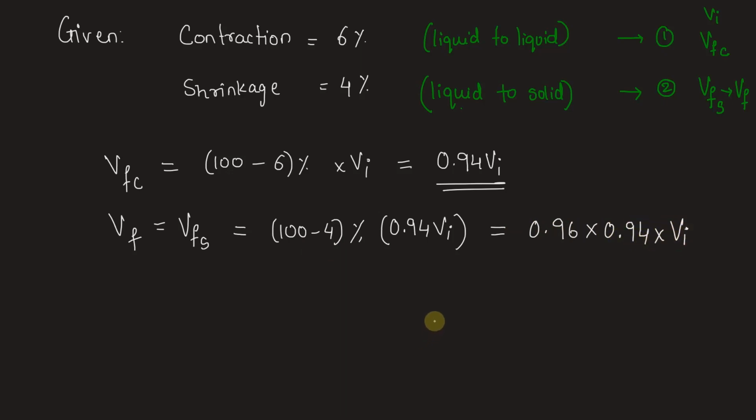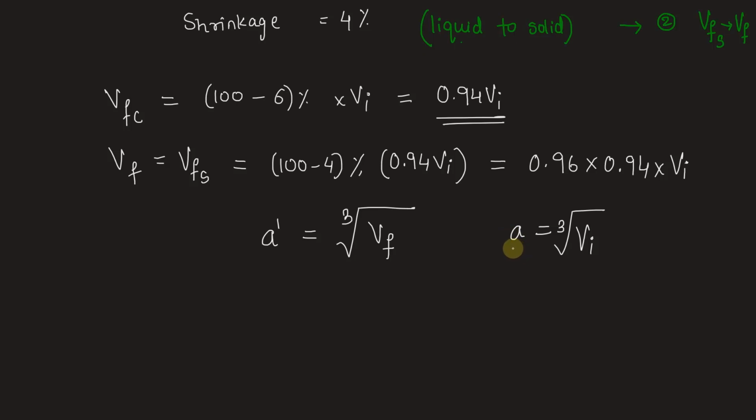Now we need to find the change in side, that is we need to find the new side of the cube. It's a cubical geometry, so the new side, let that be A dash, is equal to cube root of Vf. That's what will give us the new side. Let the initial side be small a, which will be cube root of Vi, the initial volume. Now a is given to us, side of the cube, as 50 millimeters. So we can write Vi is 50 cube.